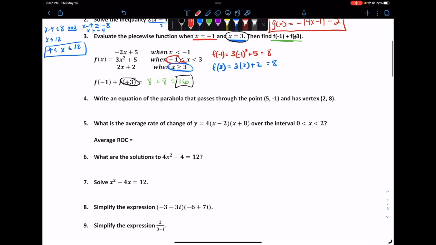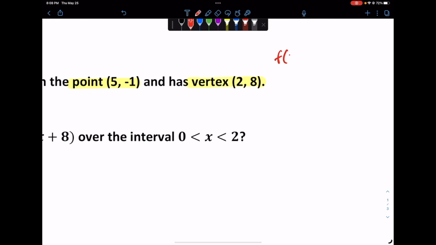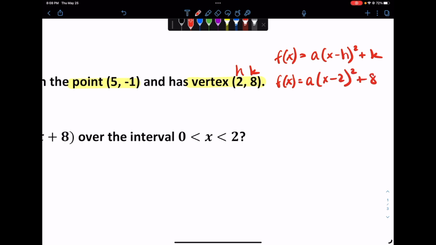All right, now number 4, we want an equation of the parabola. So it just says an equation, so it doesn't have to be a standard form necessarily. But we know that we have the point (5, negative 1) and a vertex of (2, 8). So if you remember your vertex form, you got f of x is equal to a times (x minus h) squared plus k. And so we know our vertex, we got h and k. So we have f of x is equal to a times (x minus 2) squared plus 8. And then we'll go ahead and plug in the point (5, negative 1) for x and f of x.